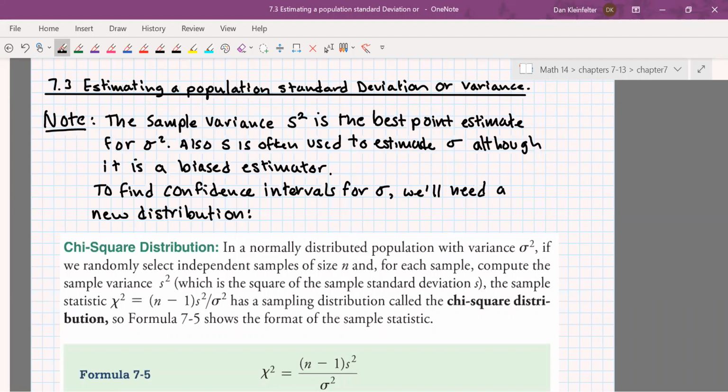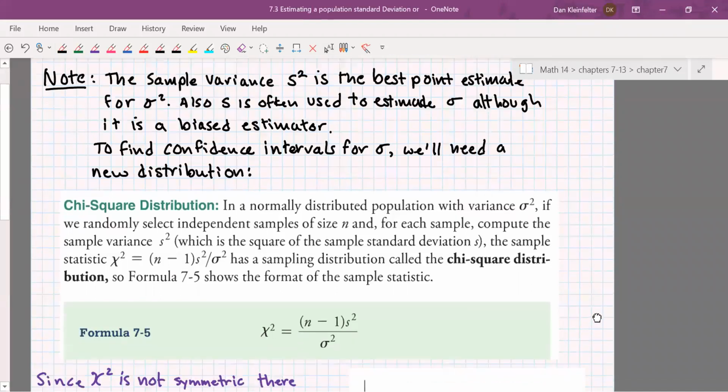The first thing, though, is to lay some groundwork and talk about some basics having to do with the variance and standard deviation. We had a point estimate for both the proportion and the mean. The sample variance, S squared, is the best point estimate for sigma squared. Also, the standard deviation of the sample is often used to estimate population standard deviation, although we saw back in chapter 5 that it is a biased estimator.